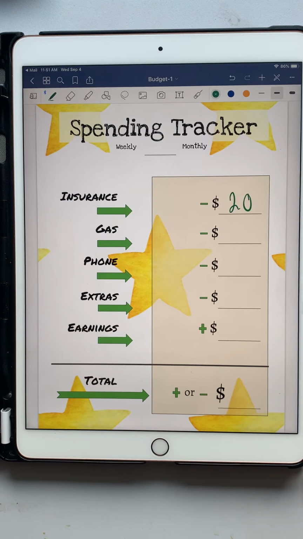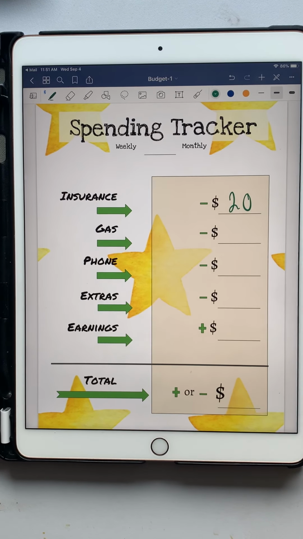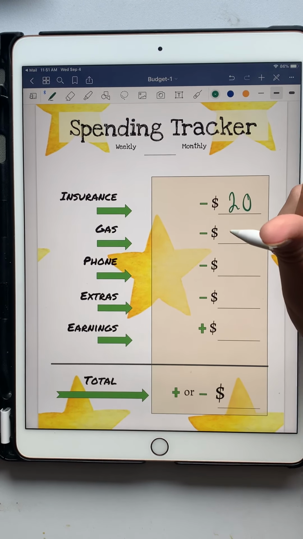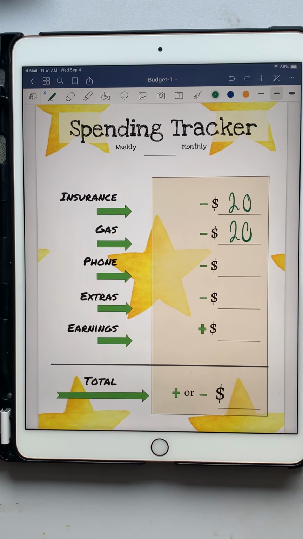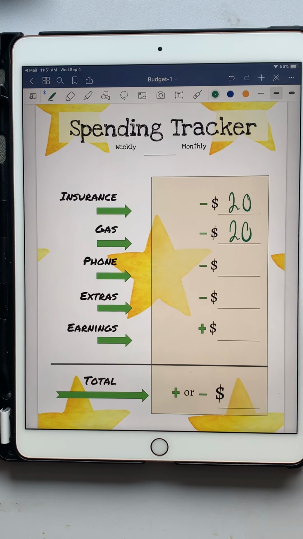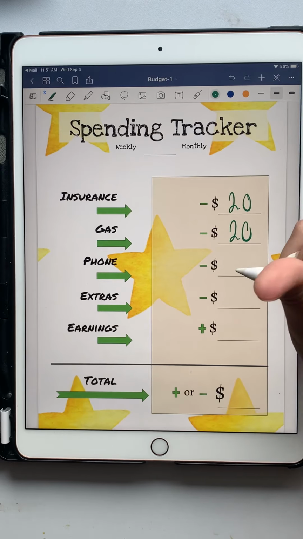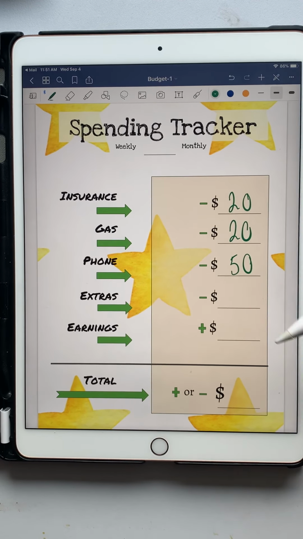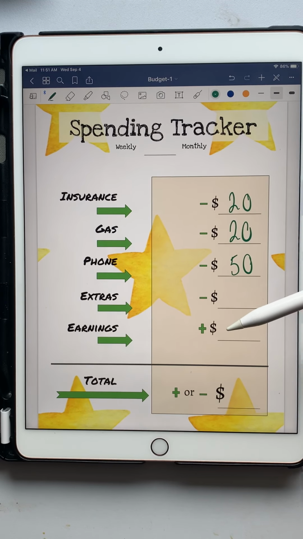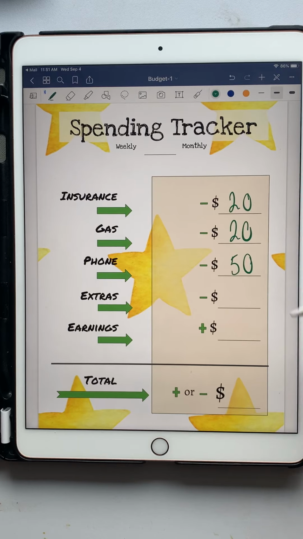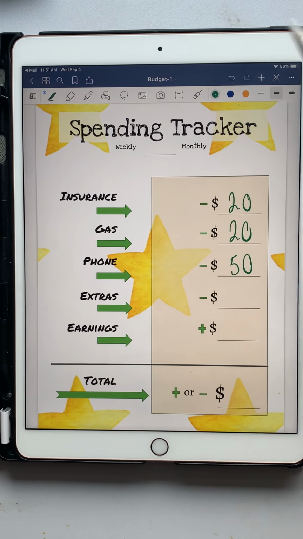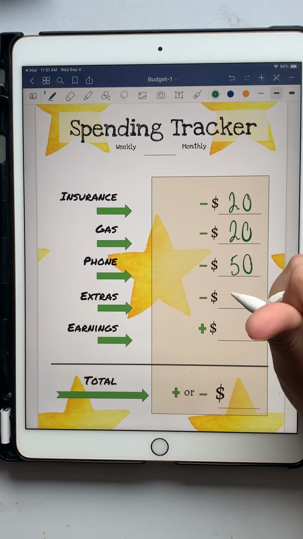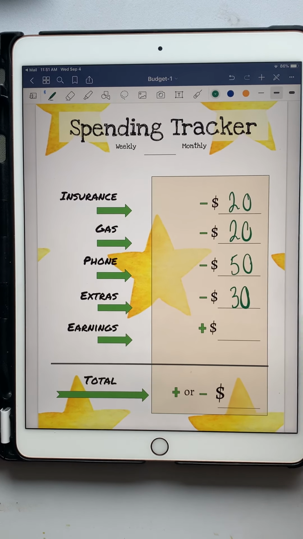So you'd write that there. And then each week in gas, say you pay another $20. So you can write that there. And then in your phone bill, maybe you pay $50 a week for your phone bill and your internet plan or whatever. Extras are stuff like food, shopping. I know shopping is a big thing that I spend on. Anything like that you can put here and say I spent $30 this week.